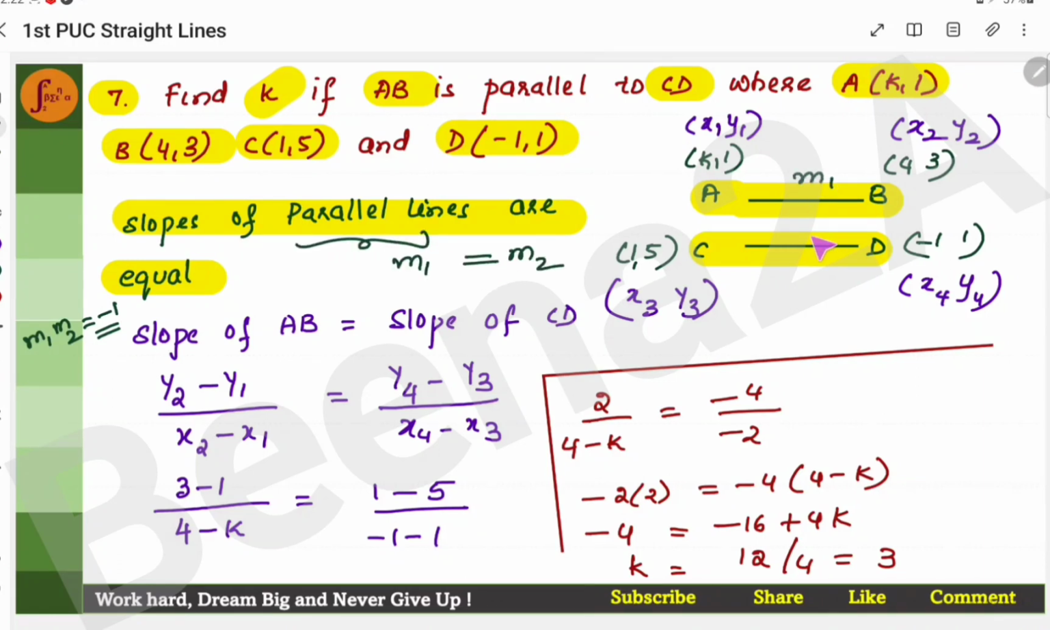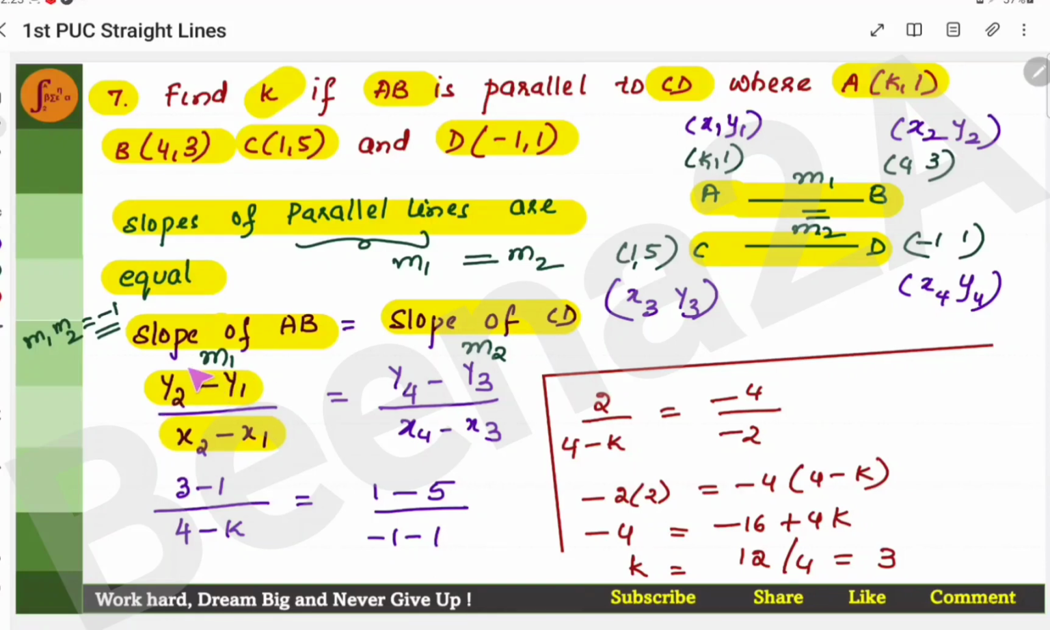If you say slope of AB is M1 and slope of CD is M2, both the slopes will be equal if the lines are parallel. So now they've told that lines are parallel, but you have to find this K coordinate. So use this property: slope of AB is equal to slope of CD, because lines are parallel. Here, what is slope of AB? Y2 minus y1 by x2 minus x1, correct? Slope of AB is, say, M1. Slope of CD is equal to M2.